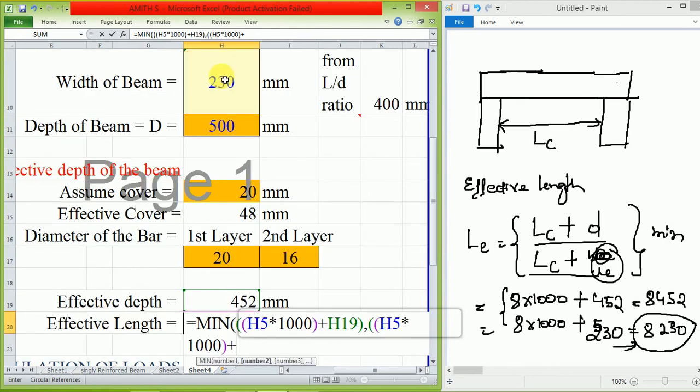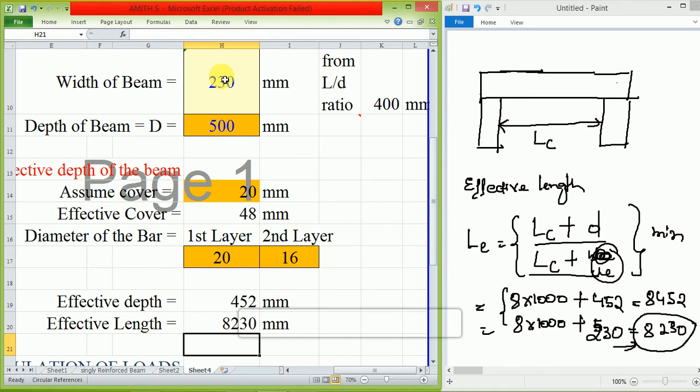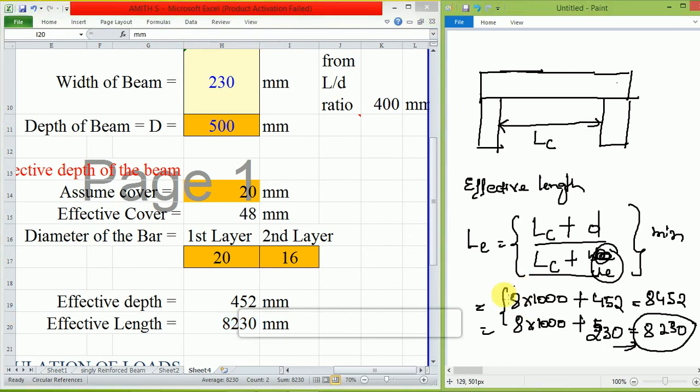So what is the width of the beam? I am clicking here. I am closing two brackets, 8230. See, I can prove here that there is 8452 and 8230. I got the minimum value, that is 8230. That is the cheat code, which is MIN, the minimum of those two things. I need to substitute these two equations, which are separated by the symbol called comma. That comma plays a very important role. This is a very important step.